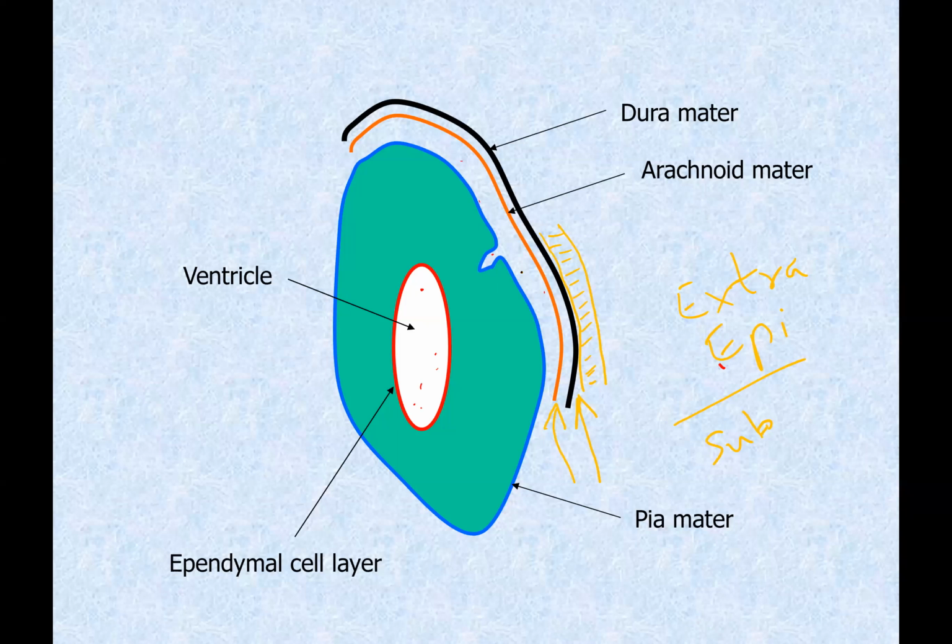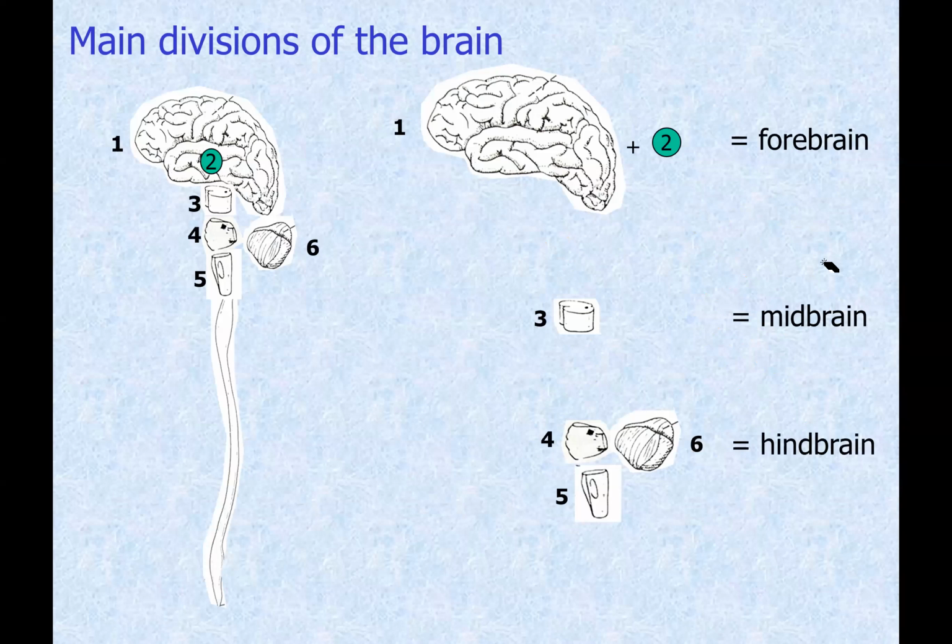Then the space between the arachnoid mater and pia mater, since it is deep to the arachnoid mater, is called the subarachnoid space. So you have an extradural or epidural space, subdural space, and subarachnoid space. In the subarachnoid space, you get the cerebrospinal fluid, CSF, which is also found in the ventricles of the brain. Remember that point. We'll get back to the dura mater again in another slide.